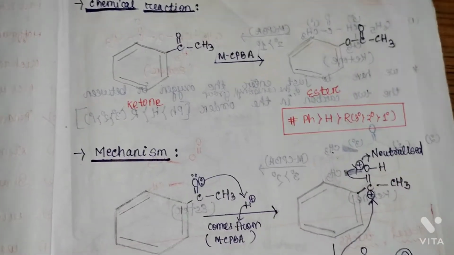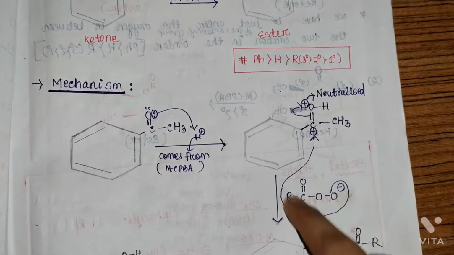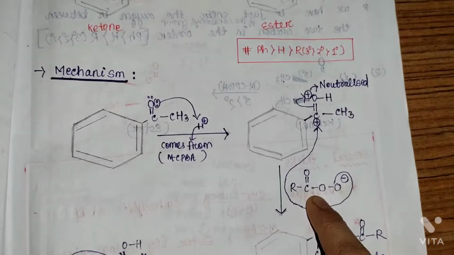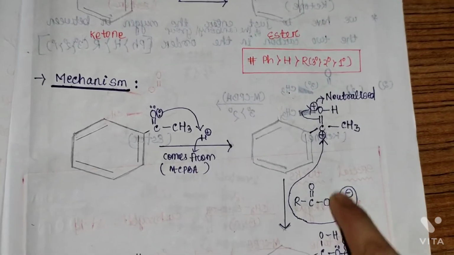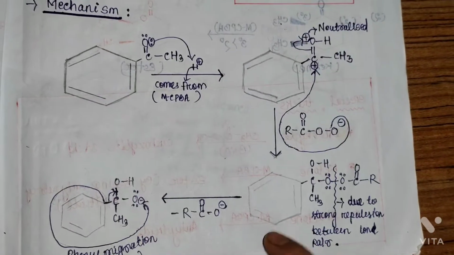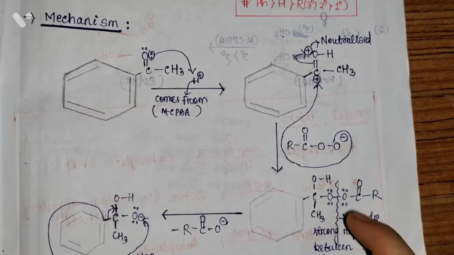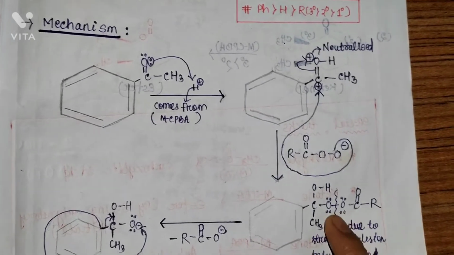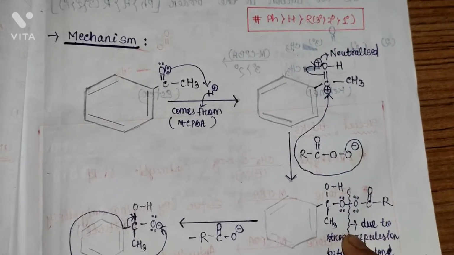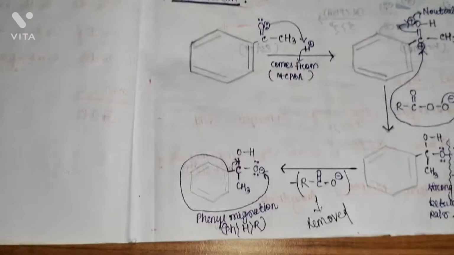Then the rest of the metachloroperoxybenzoic acid will react with the compound. This reagent will attach from this side. Hence the product will be like this. Here 2 oxygens are nearby, which will create repulsion between them. So the bond between the 2 oxygens will break and this part will be removed. Now the migration occurs.